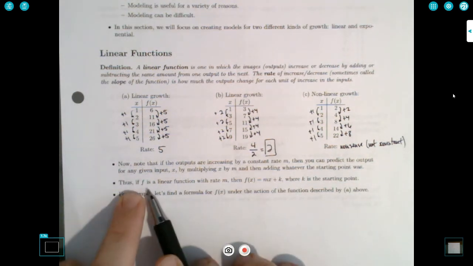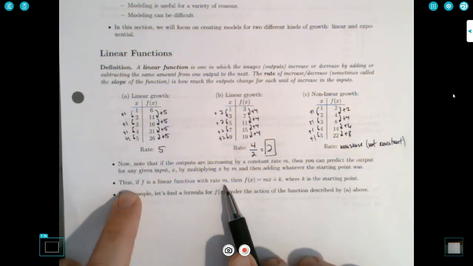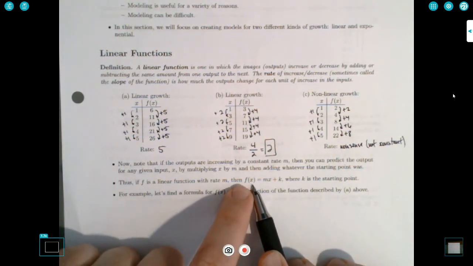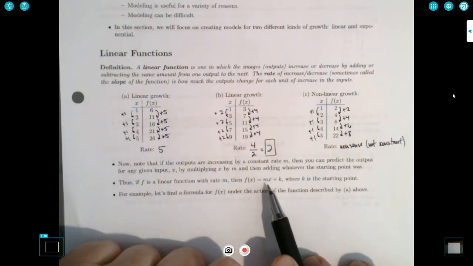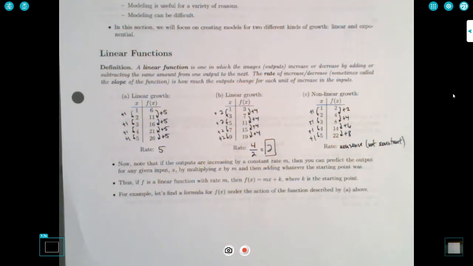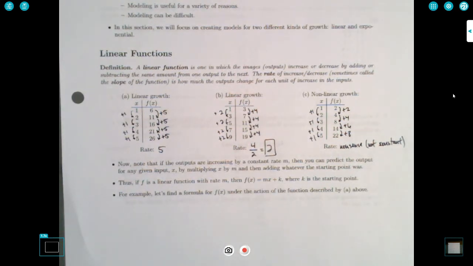So what we write down is we say, if f is a linear function with rate m, then the rule, the formula for f of x, should be mx plus k, where k is the starting point and m is the rate. So it's m times x plus k. In your previous algebra classes, you may have called this mx plus b, and that's fine too. You could use b instead of k.